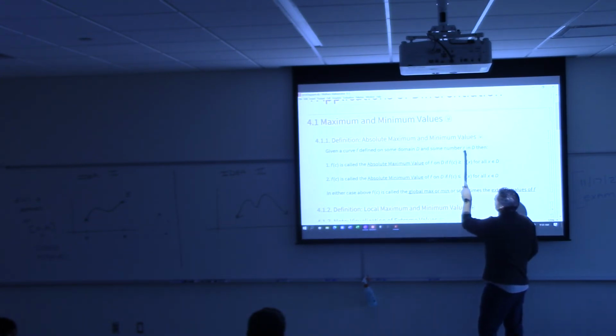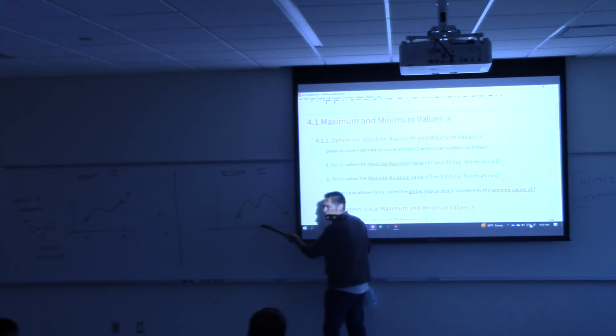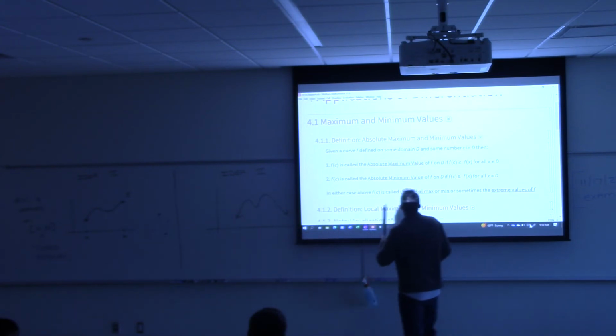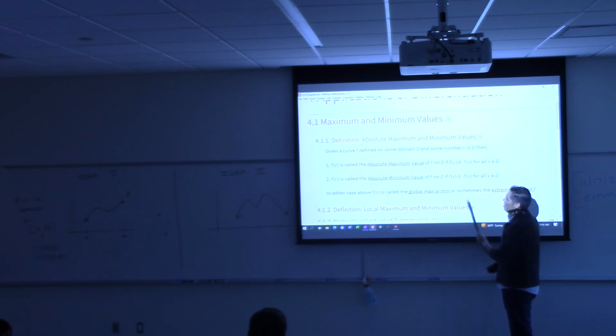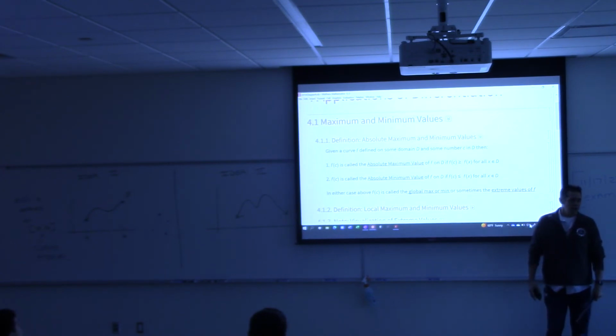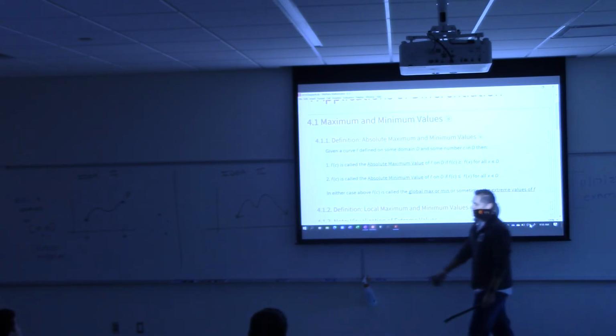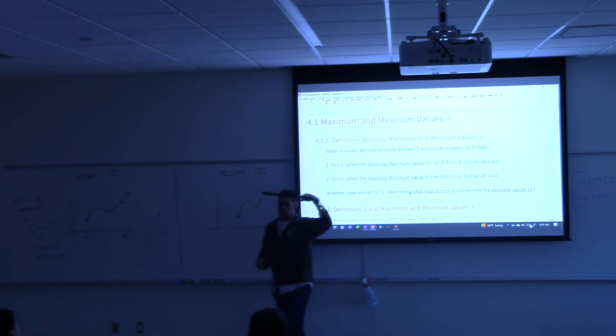Some number c inside that domain. So if you look at this picture here, like some number in here, c, right? Somewhere on here, c is called the absolute maximum value of the function on that domain if f of c is greater than or equal to f of x for all x in the domain. All that means is that when you plug c into the function, your output, f of c, is bigger than every other point on the graph. So it's the highest point. That would be your absolute maximum. Does that make sense?